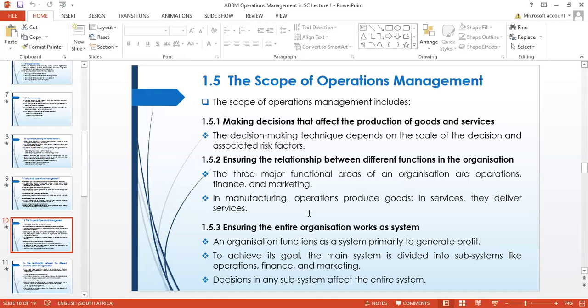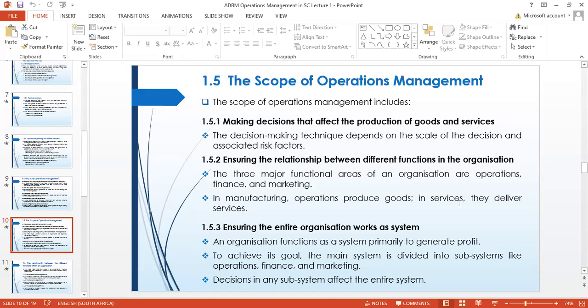And number two, ensuring the relationship between different functions within an organization. We say there are three major: marketing, operations, and the finance. Besides these, we have supporting functions. So there's a relationship between these. For example, the operations management function will need the finance function for money, for funds, to purchase the raw materials. The operations manager does not keep money. If it needs money to buy raw materials, it goes to the finance department.